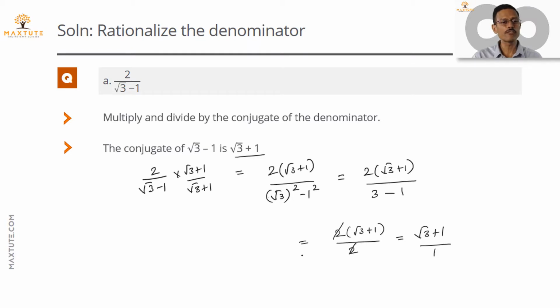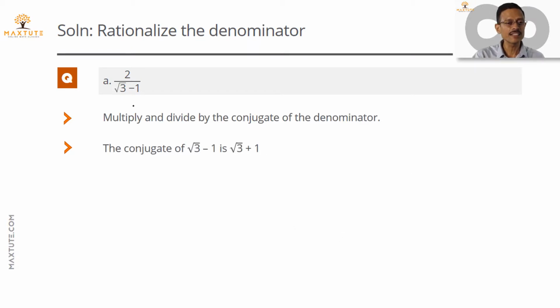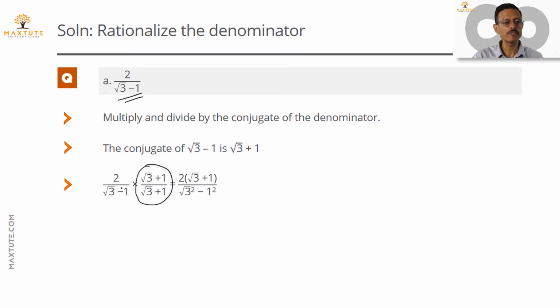Quickly recap this in a printed form. We're going to be multiplying and dividing this expression 2 by root 3 minus 1 by the conjugate of the denominator, which in this case happens to be root 3 plus 1. So this is the expression that we have, root 3 plus 1 multiplied and divided to this term. Numerator of this combined expression is 2 times root 3 plus 1. Denominator is of the form x square minus y square, which is root 3 square minus 1 square. So denominator becomes 3 minus 1, which is equal to 2. The 2 in the numerator gets cancelled with the 2 in the denominator to leave us with root 3 plus 1.